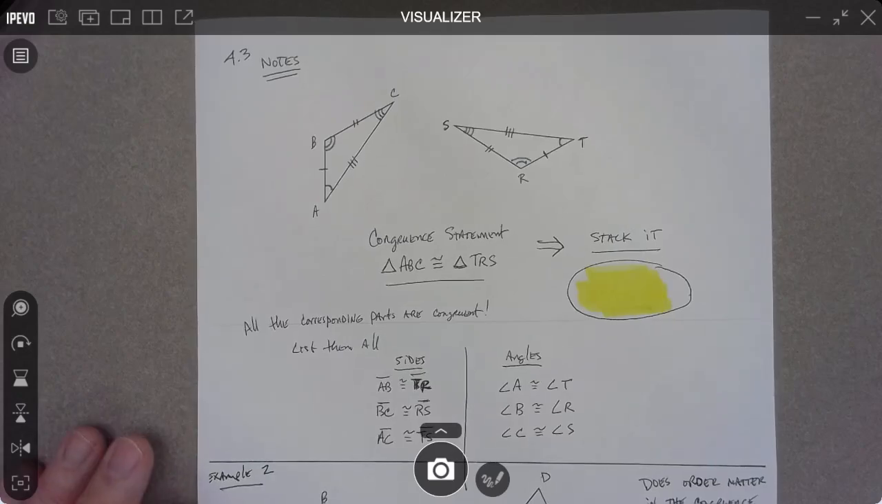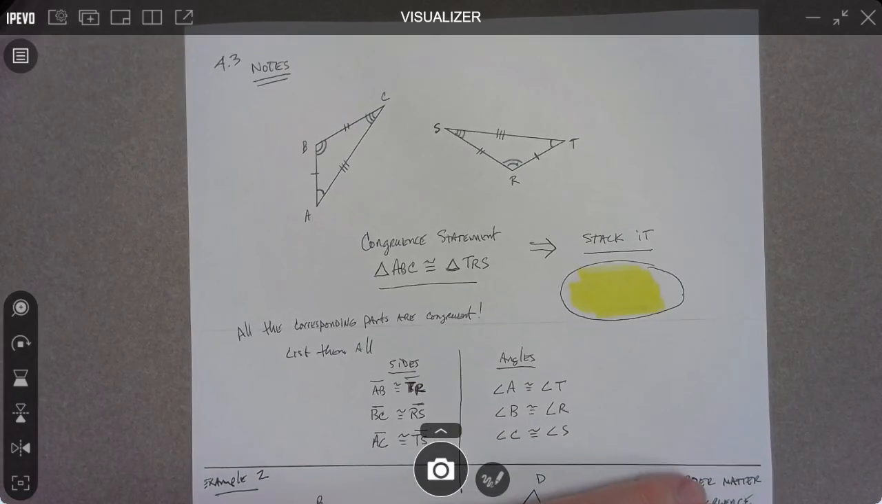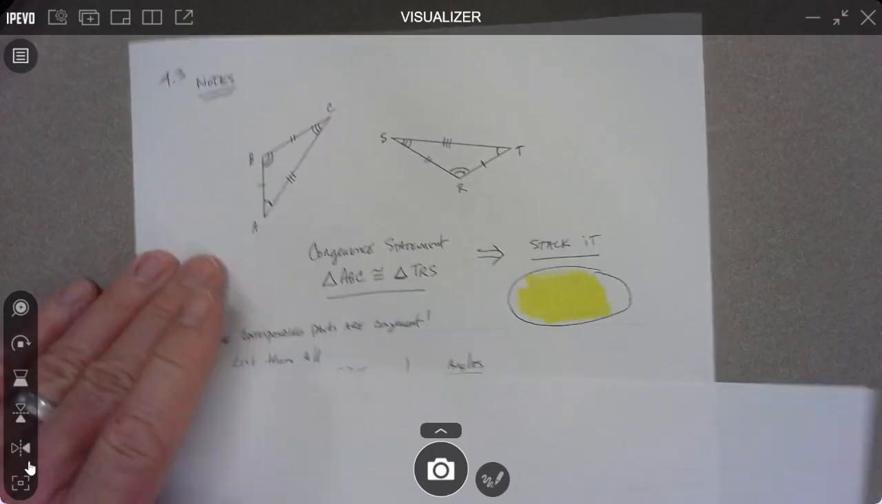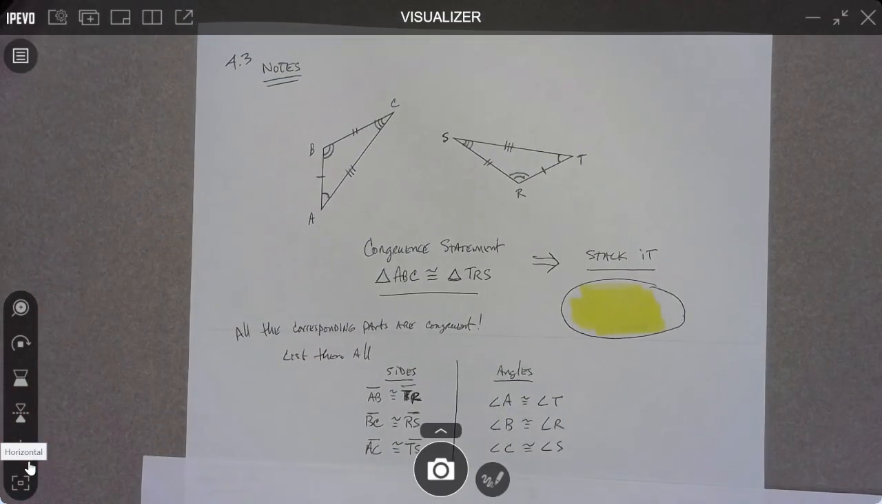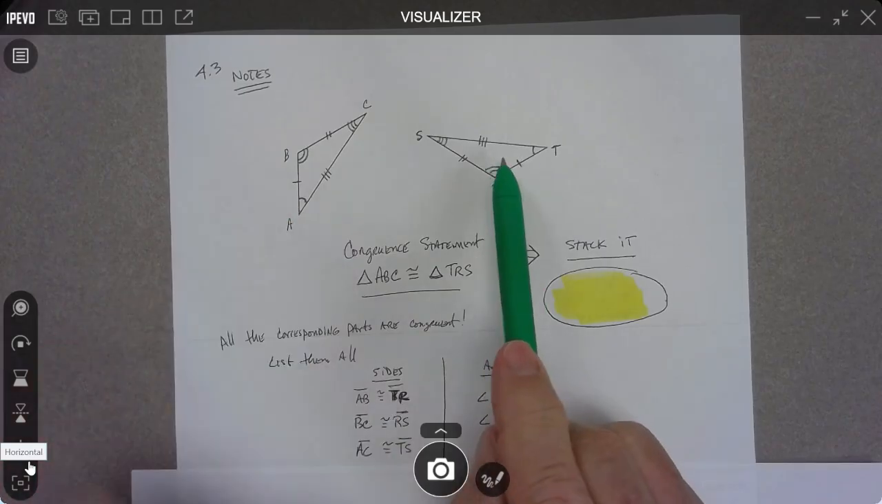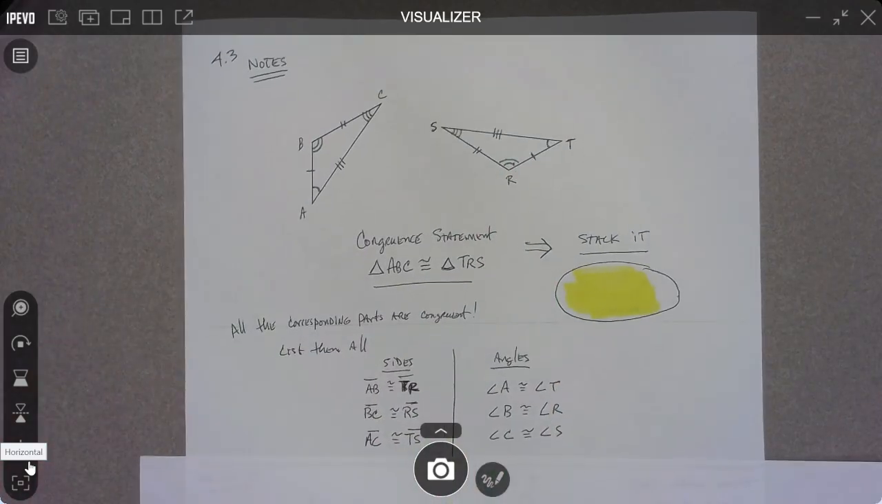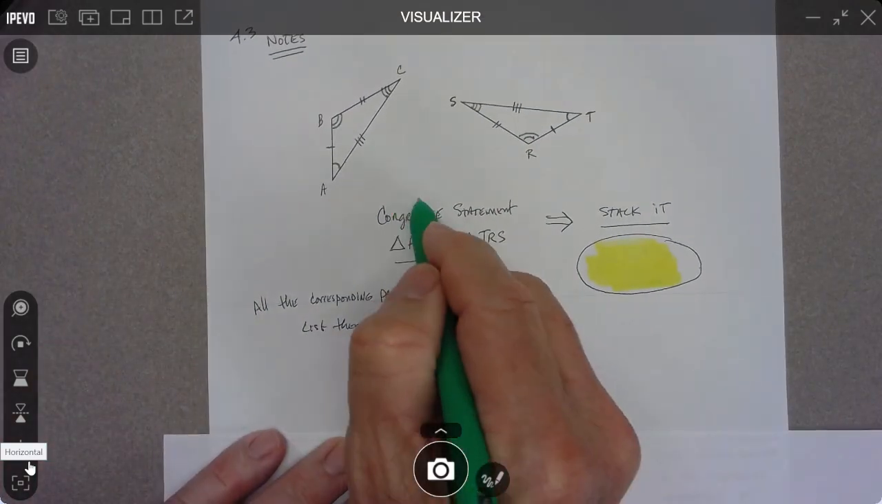Okay, so what you're looking at here is like two different problems. So just keep your eyes peeled, focused on the top of the page at first. Like the top of this page, I just gave you two triangles. They're all marked up. All the congruent parts are marked up. And then I gave you a congruence statement.